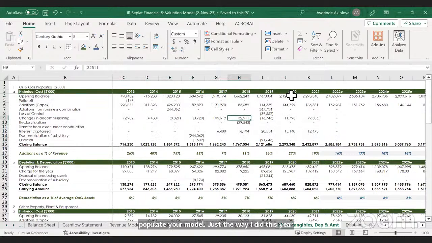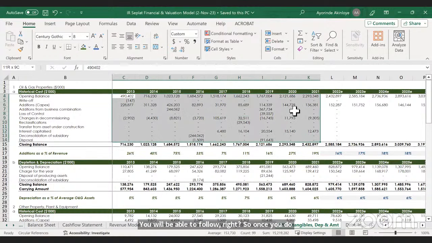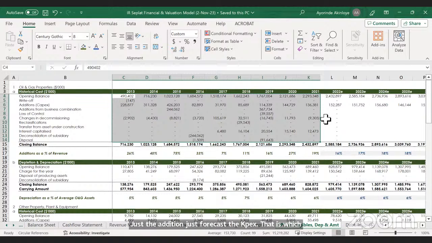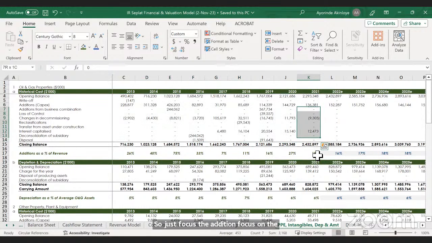I just hope you're able to follow, right? So once you do that, all these ones are the historical amounts. So it will be there. You just need to add the one you are adding and subtract the one you are subtracting. You have the figure there. And then to forecast, it is just the addition. Just forecast the capex. Because the truth is, there is no clear pattern to forecast some of all these other items. So just focus on the addition, and you look at what the historical capex rate is, right?